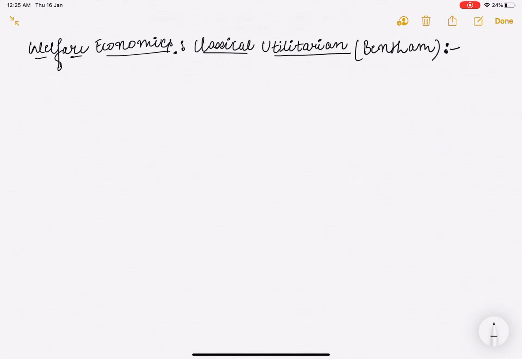So in this lecture series of welfare economics, we'll be studying the classical utilitarian function. It is also known as the Benthamite welfare function.